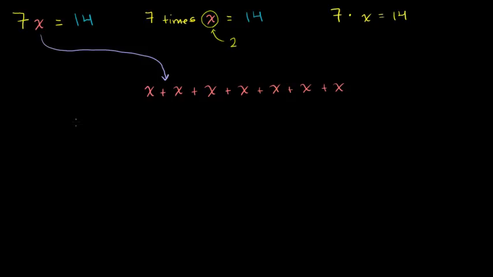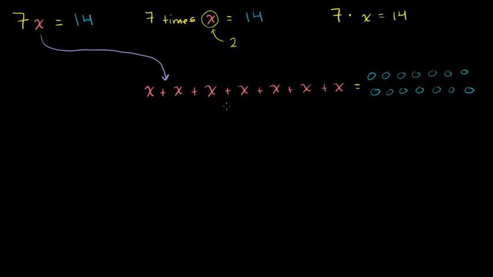is 7x. Now, this equation tells us that 7x is equal to 14. So it's saying that this is equal to 14. Let me just draw 14 objects here. So let's say I have 1, 2, 3, 4, 5, 6, 7, 8, 9, 10, 11, 12, 13, 14. So literally, we're saying 7x is equal to 14 things. These are equivalent statements.